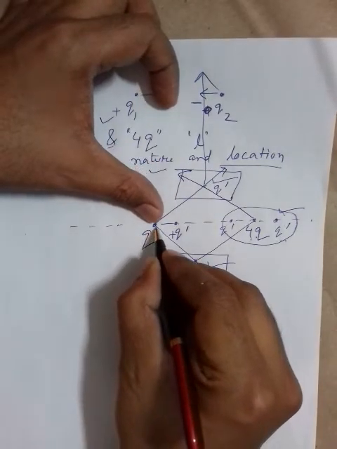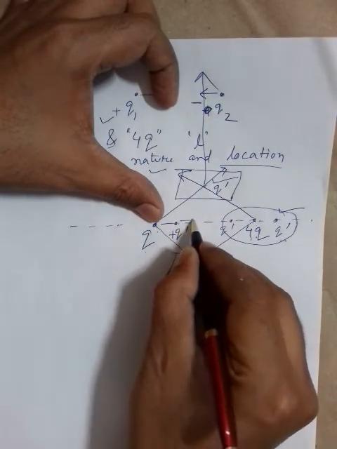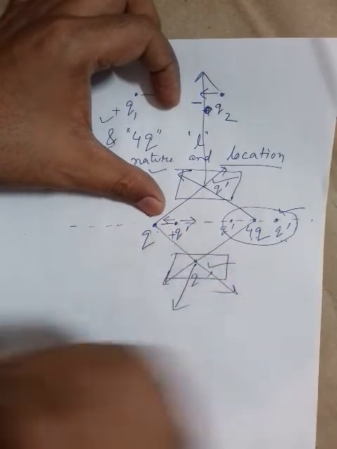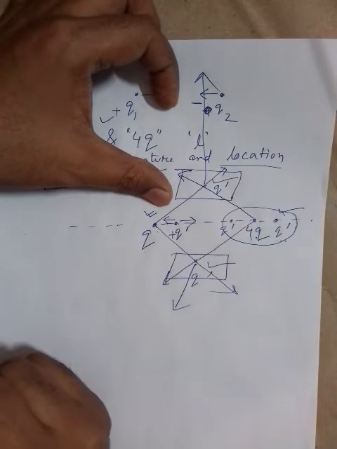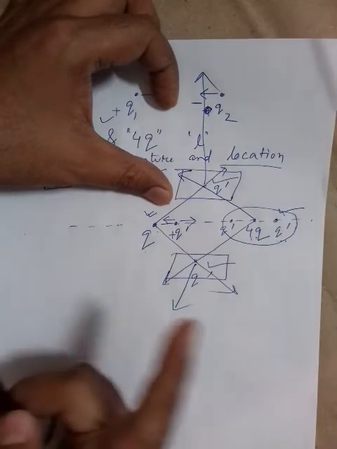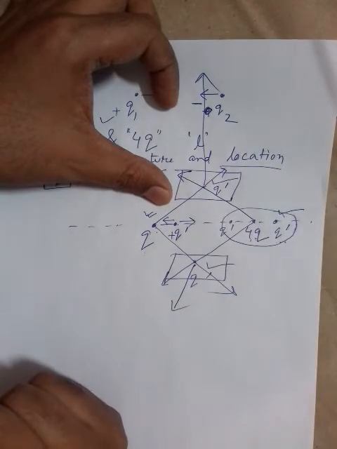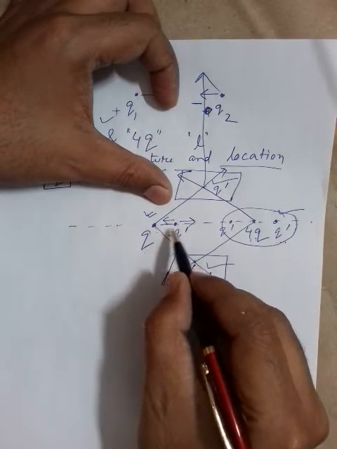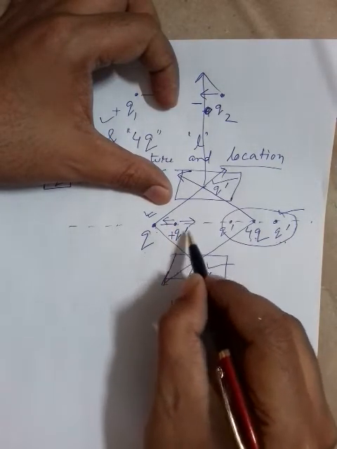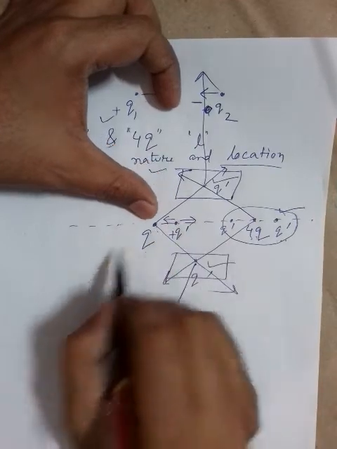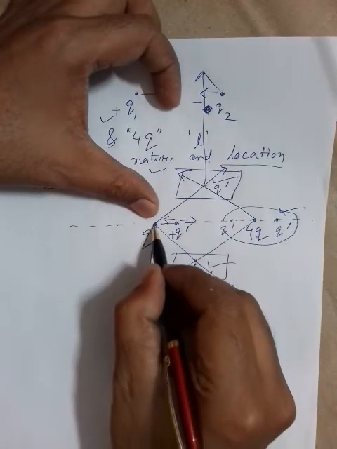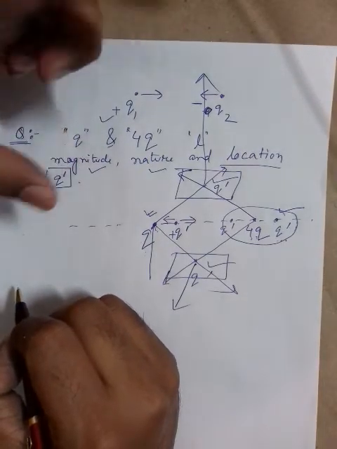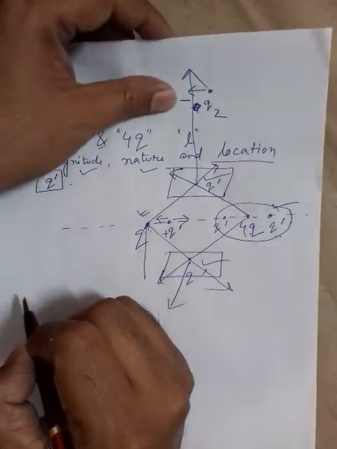This q will be repelling this q dash on this side. This 4q will be repelling it on this side. So force in opposite directions is there, so they may cancel. But that q dash may remain in equilibrium because the forces are in opposite directions. But if you consider equilibrium of q, nowhere is it written in the question that the third charge should be in equilibrium. The question was that the whole system should be in equilibrium.